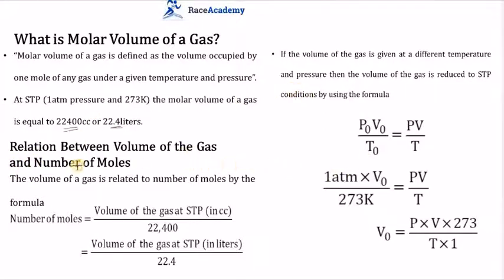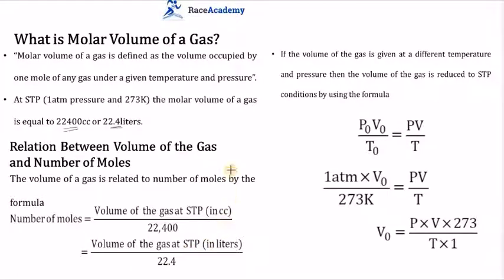If anything is asked, then you can use this formula, the relation between volume of the gas and number of moles. Number of moles equals volume of the gas given in the problem divided by 22,400 when given in cc or ml. If the volume of the gas at STP is given in liters, then it will be volume of the gas by 22.4 liters.